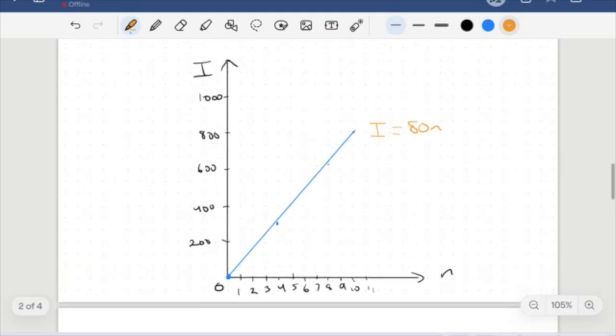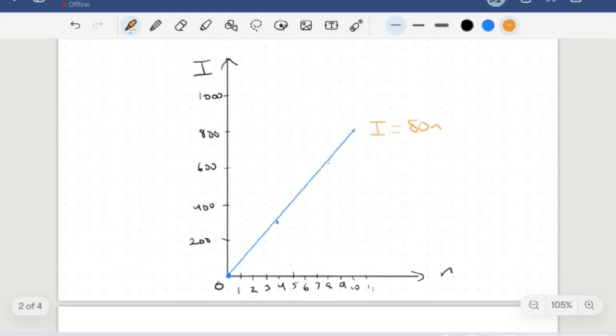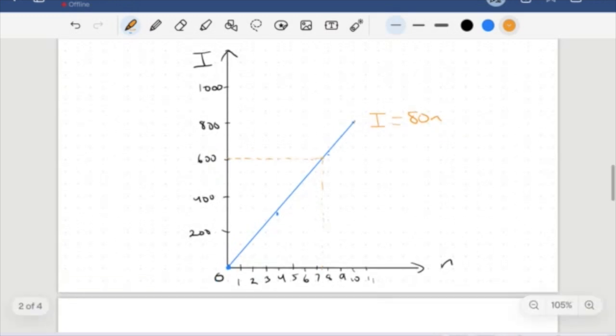What this gives us then is a way to estimate interest for different things. Say we wanted to find the amount of interest we would get at 7.5 years. Like with other things in linear relationships, we'll find 7.5 in my years, that's down here, and I'll draw a little dotted line up to where I hit my graph. That's this point here, and then I draw across. So we can estimate that we're going to get $600 in interest if this is left here for 7.5 years.